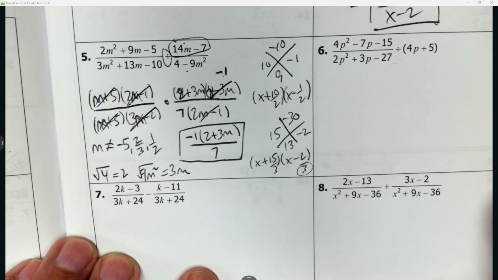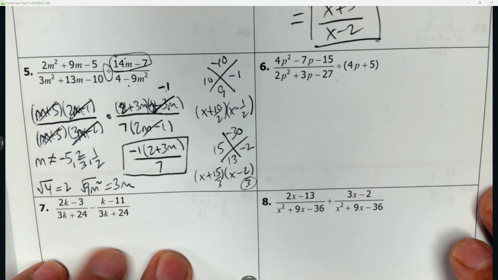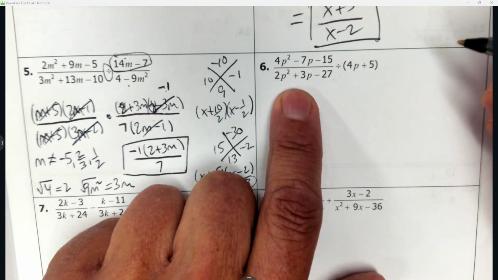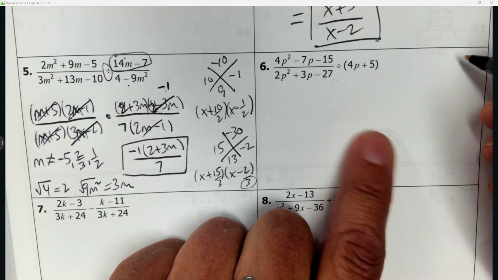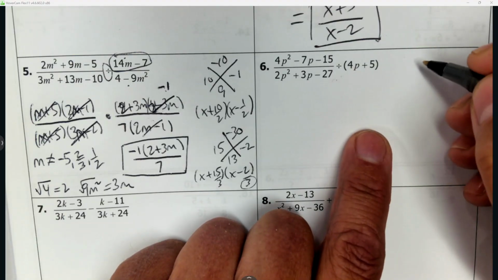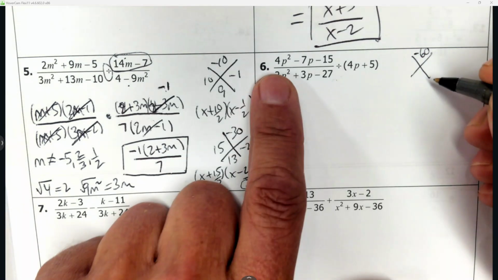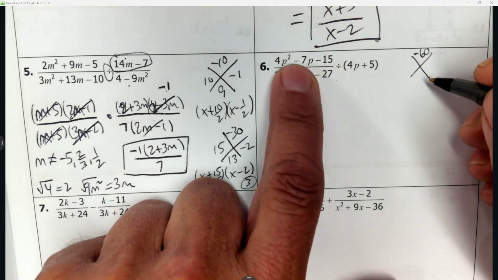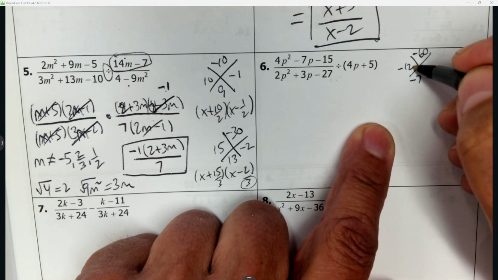All right, number 6. You got this. Again, some fun factoring here. So let's see if I don't run out of space here. I can do this. So a diamond, that's negative 60. So 4 times negative 15 is negative 60 and negative 7. So those numbers are negative 12 and 5.